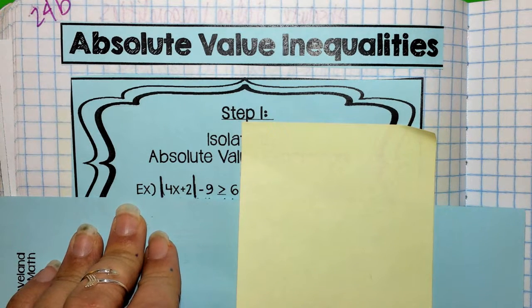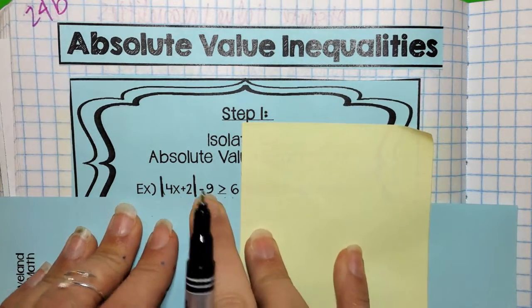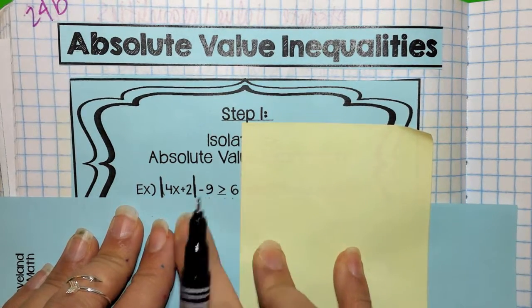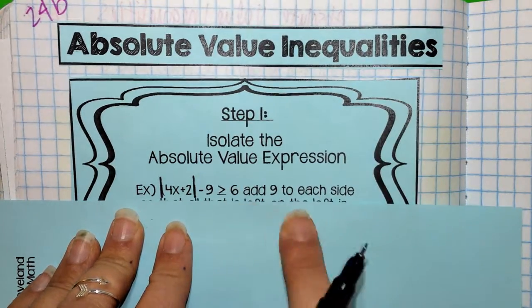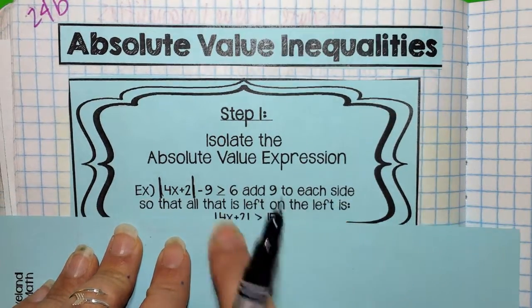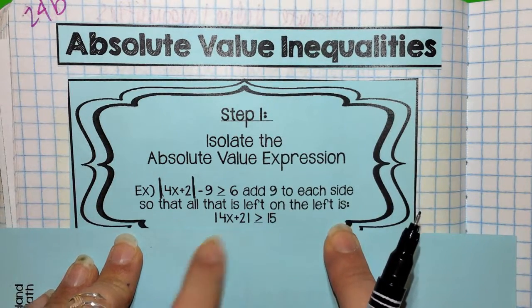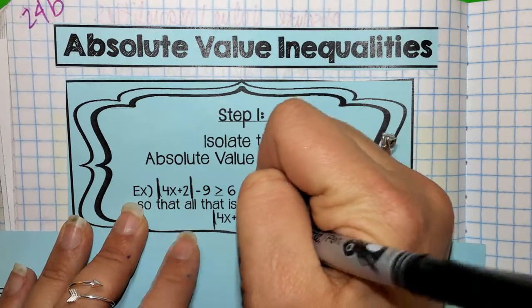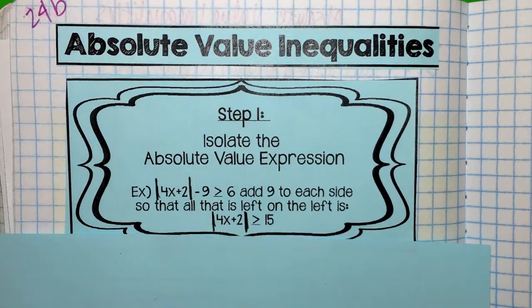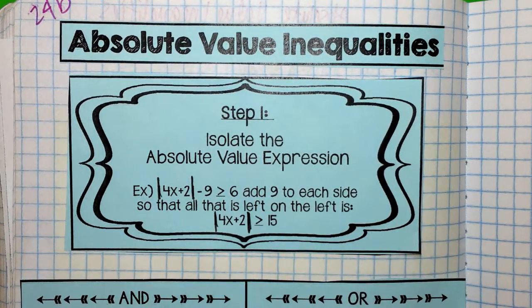A -9. So what it means when you're trying to isolate it is you have to move this -9 over. So how would we move that -9? Add it. Awesome. So it says add 9 to each side so that all that is left is this. So now make your absolute value signs bigger so that it doesn't look like a 14 and 21. So make them bigger.